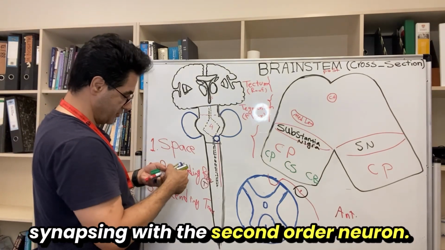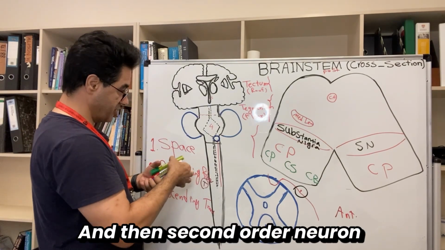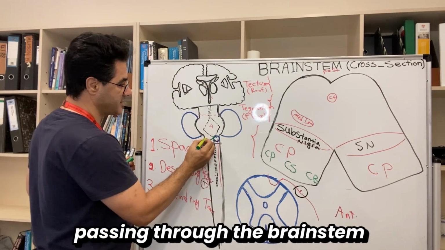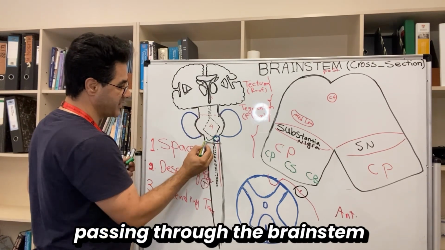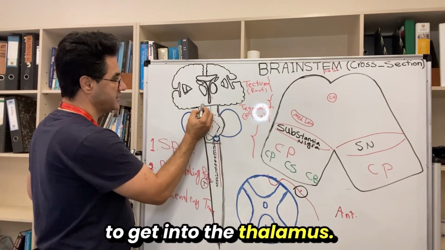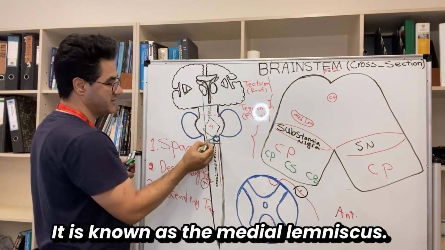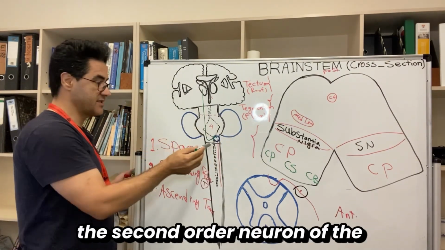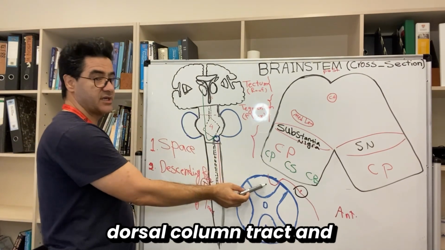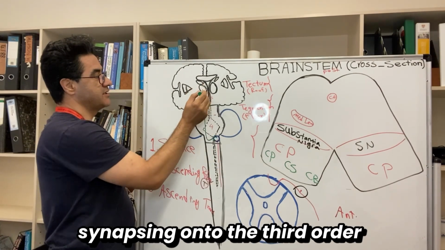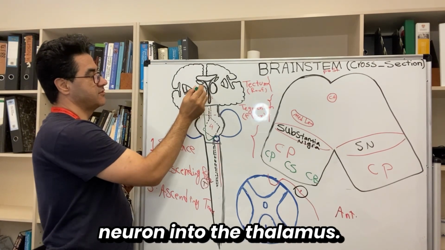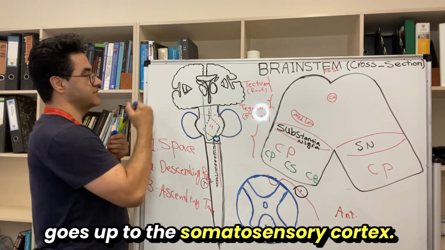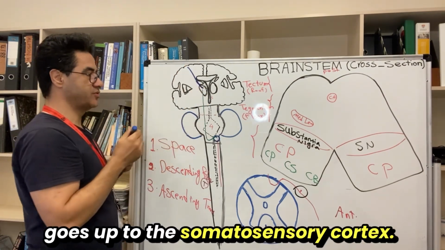synapsing with the second order neuron, and then the second order neuron decussates to the opposite side and passes through the brainstem to get into the thalamus. It is known as the medial lemniscus. So the medial lemniscus is formed by the second order neuron of the dorsal column tract, synapsing onto the third order neuron in the thalamus, and then the third order neuron axon goes up to the somatosensory cortex.